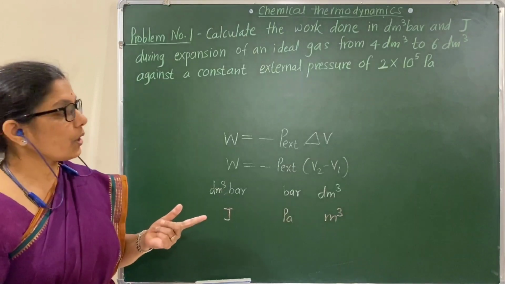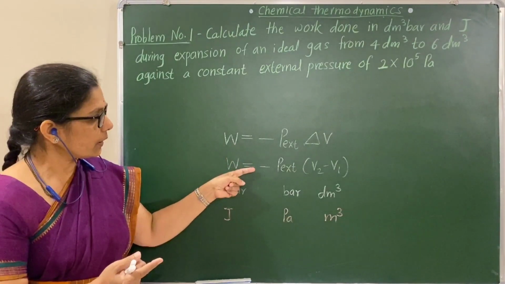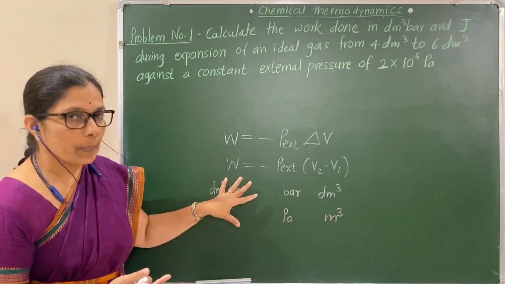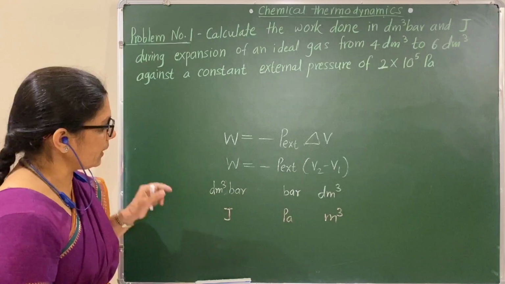In the previous session, you derived this formula for PV type of work. Then you studied this part. Just want to revise to solve the numericals.